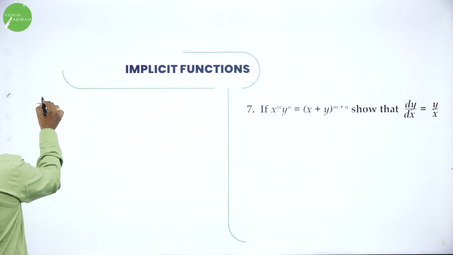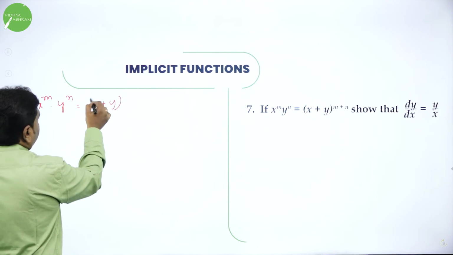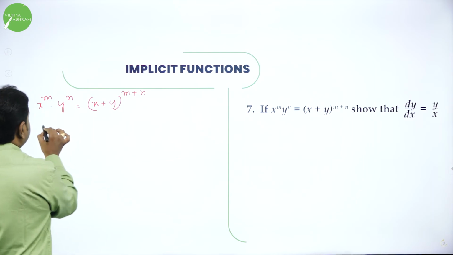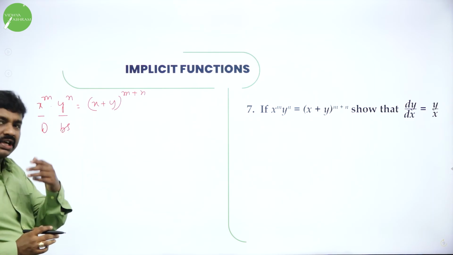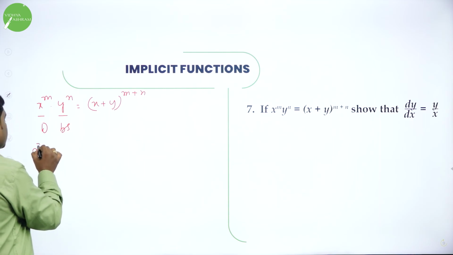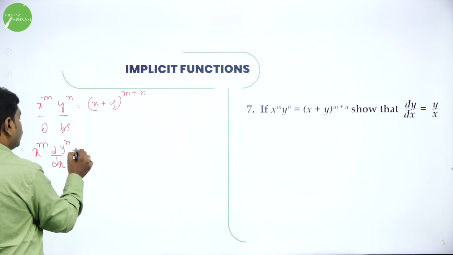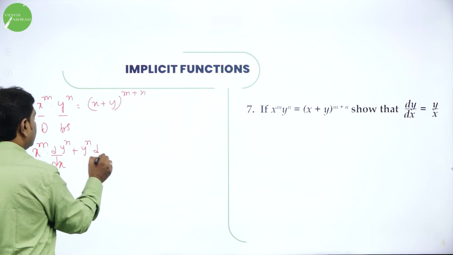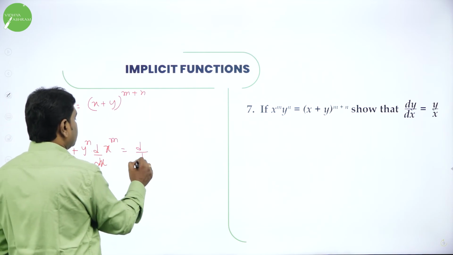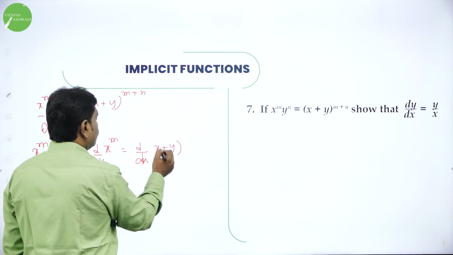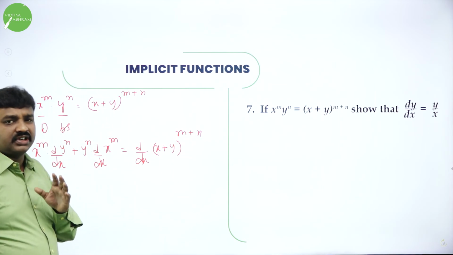So take x power m into y power n is equal to (x plus y) power m plus n. Differentiate both sides. When you differentiate, there is a product of two functions, so directly we will use the product rule: first function into derivative of y power n, plus y power n into derivative of x power m, is equal to d by dx of (x plus y) whole power m plus n. The other method is to apply log on both sides and differentiate.